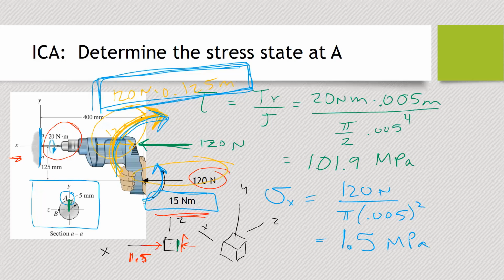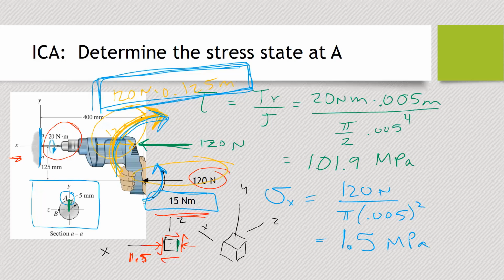I can't change what you're looking at, but that element that I've drawn is acting at the top here. And because the torque is twisting this direction, which is the clockwise direction, the side of that element that's closest to the screwdriver needs to be going in that same direction, and the back side would be going in the opposite direction. So the back side would go in this direction, and then the other two follow suit.